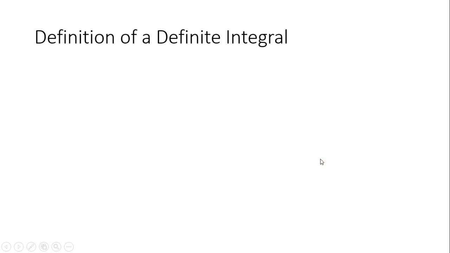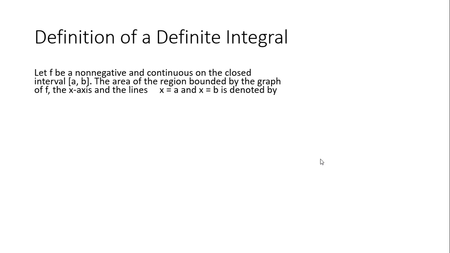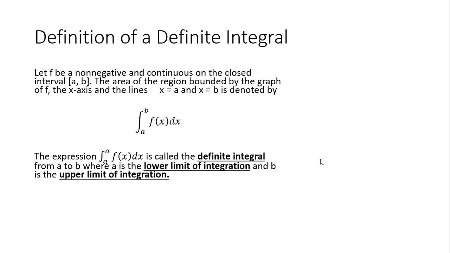Okay? So the definition of a definite integral is if f is a non-negative continuous function on the interval a to b, the area of the region bounded by the graph of f, which is the function, the x-axis, and the lines x = a and x = b is denoted by this, which is the integral from a to b of f of x dx, okay? This is called the definite integral because we have defined bounds.